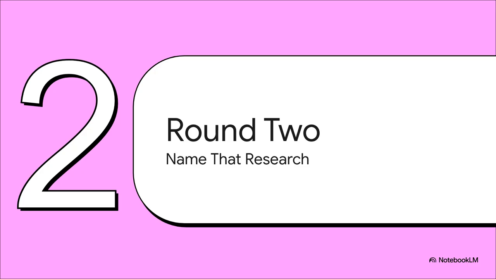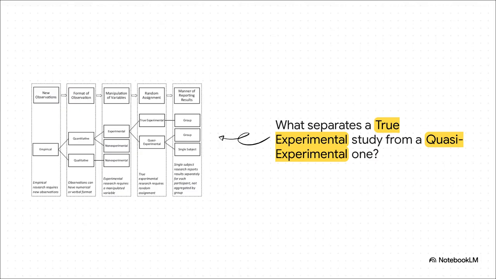Welcome to Round 2, Name That Research. This is where we put on our detective hats and learn how to tell one type of study from another. Okay, time for a visual puzzle. Take a good look at this flowchart here. See how it maps out the different ways research can go?